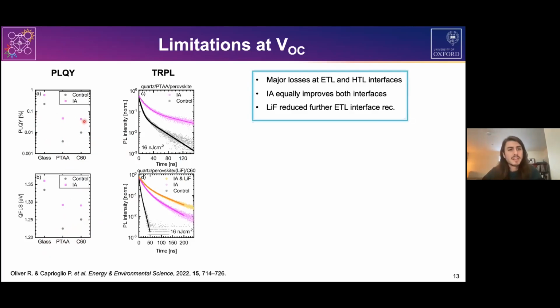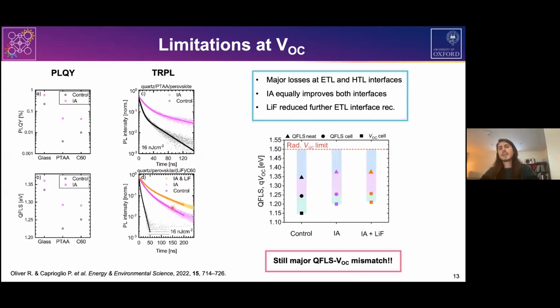And here we found out that when we use the ionic additive inside, both interfaces can be optimized basically, and we can push the quasi-Fermi level splitting higher. This has also been confirmed by time-resolved photoluminescence, which showed the same trend, and highlighted also how the lithium fluoride can push and optimize the C60 interface even further.